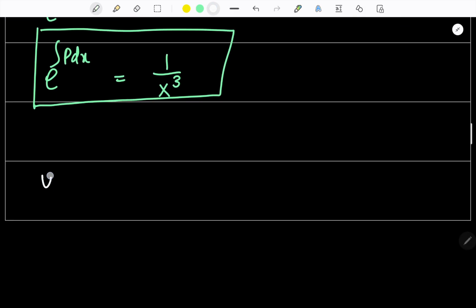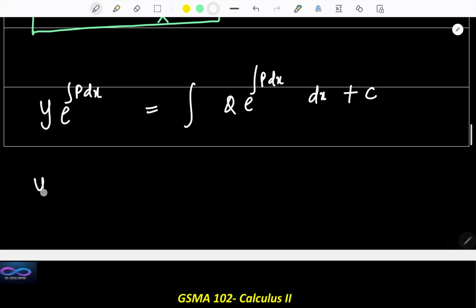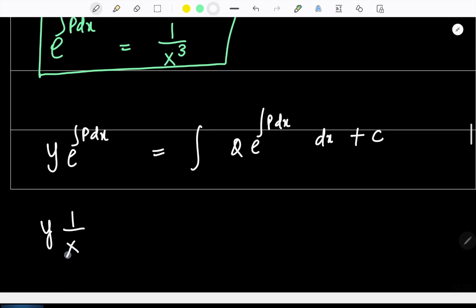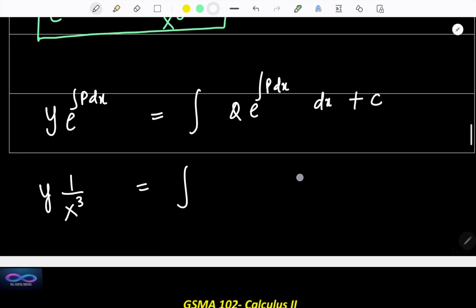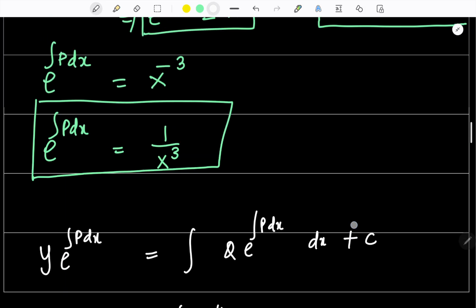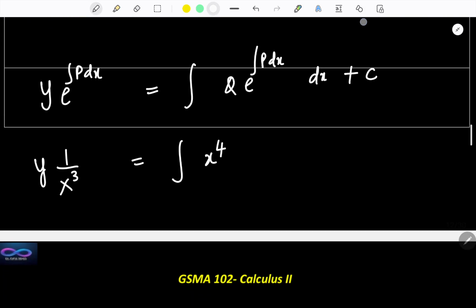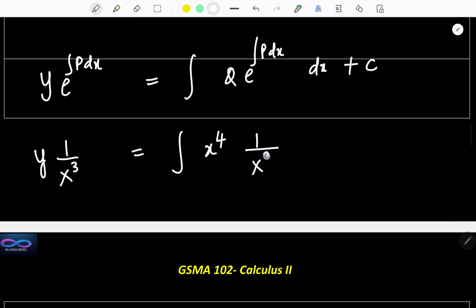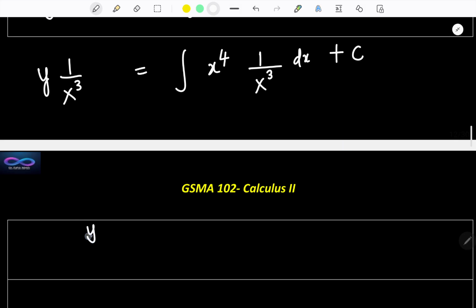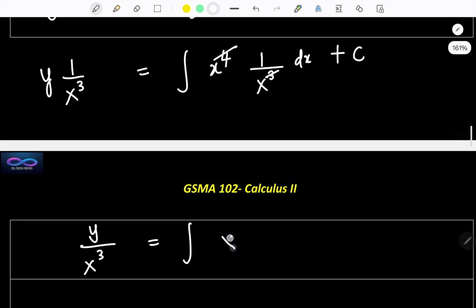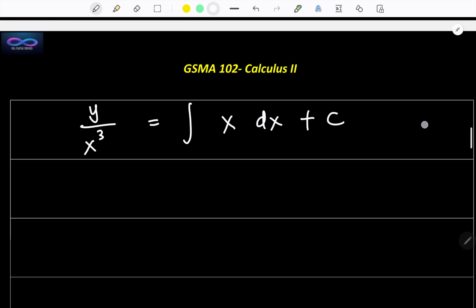Now let's go to the solution. Y into e to the power of integral p dx equals integral q e to the power of integral p dx plus c. Right. So y into, what is e to the power of integral p dx? 1 by x cube. And what is q? The q is x power 4. Yes, x power 4. And this is 1 divided by x cube and dx plus integrating constant c. Right. So this is y divided by x cube equals integral, x power 4 gets cancelled with this x power 3. So what happens? You will get only x dx plus integrating constant c.